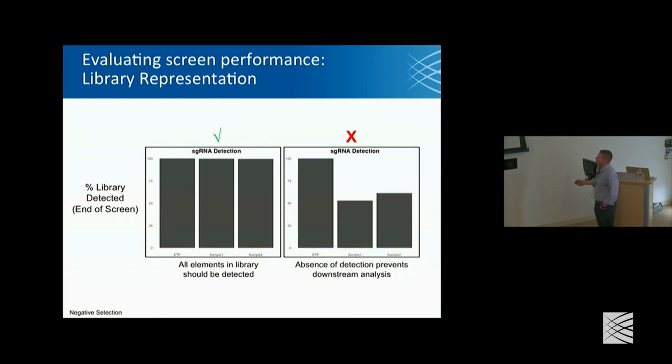So here's an example of a bad screen, where at the end, about half of the guides were not detected anymore. And if they're not detected, we can't calculate a depletion value from that. So if you were to pick things that were depleted, I can tell you right off the bat that 50% of your library was depleted, and you're going to have a really hard time picking high confidence hits when half your library is not there. So you have about 40,000 hits.